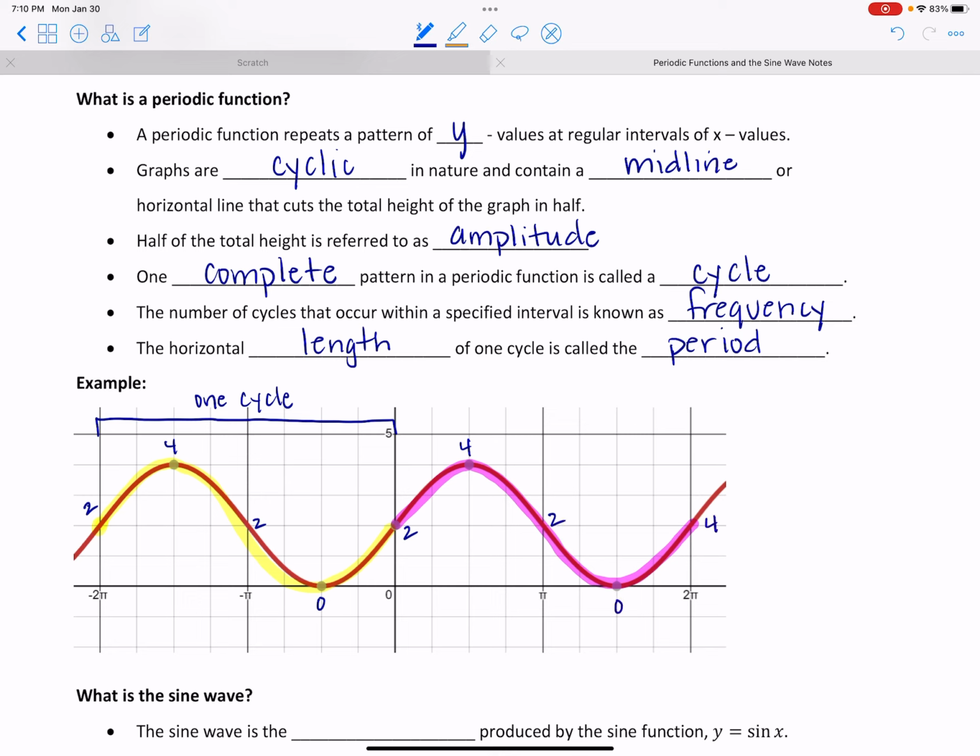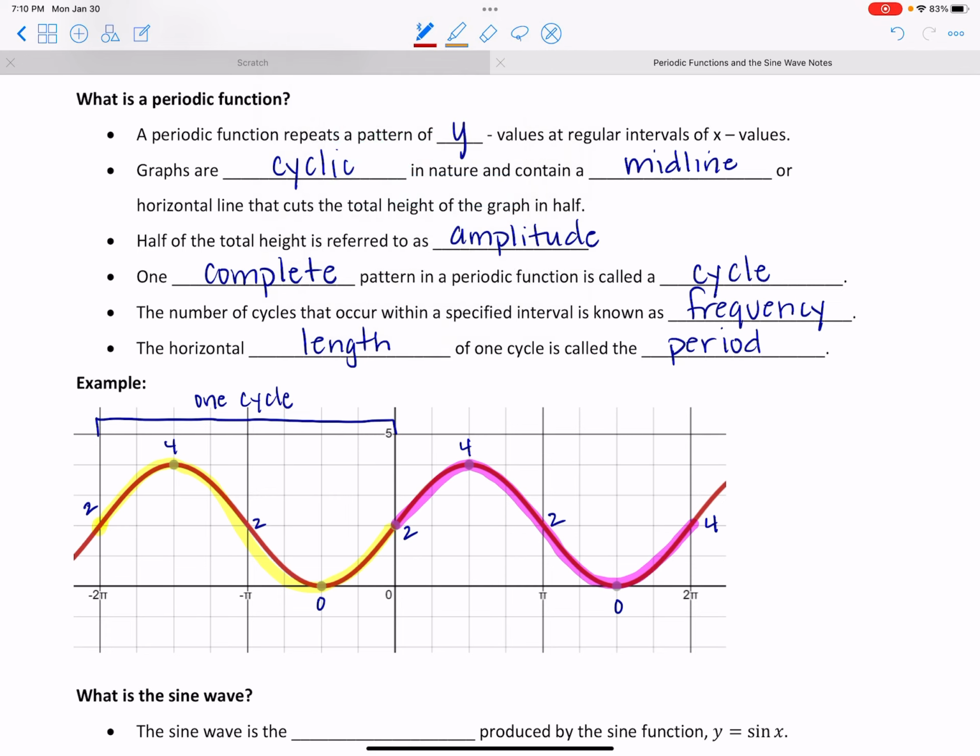And if we were to just keep following this forever to the left, forever to the right, we're going to see the same pattern of y values repeat. So again, that's a periodic function. In this picture, we see a frequency of 2. So over the interval from negative 2 pi to 2 pi, we see 2 complete cycles. And the horizontal length of one of those cycles, how long it took for one to happen, we're going to call the period.